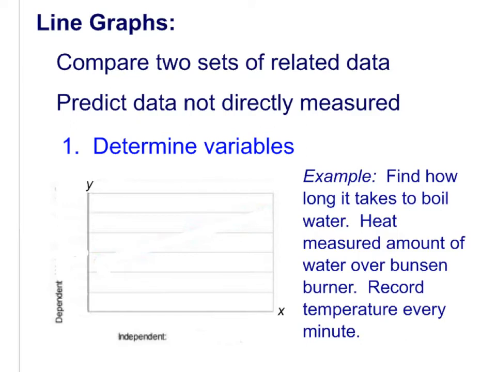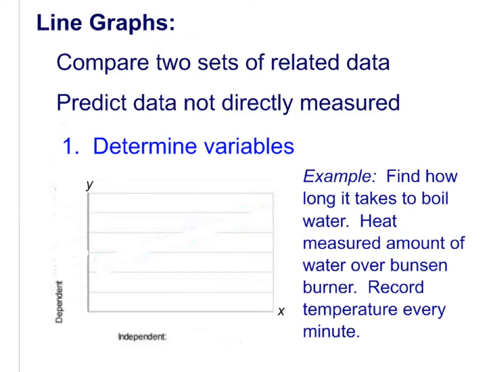In a line graph, we are comparing two sets of related data. It helps us to predict data that's not directly measured as well. If we have a line, we can look at places in between those points on the line, or beyond the points on the line, to predict what the data would be for those points on the graph. So how do we make a line graph?